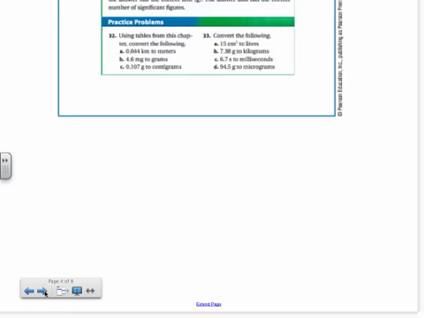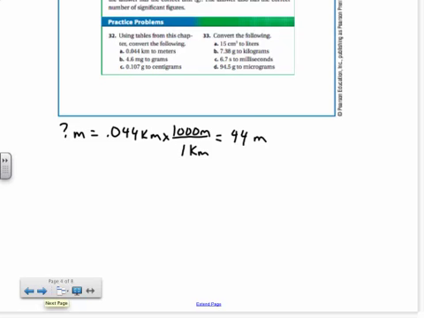Next one. All right, using tables from this chapter, convert the following. 0.044 kilometers to meters. If we want to go kilometers to meters, so we're saying how many meters equals 0.044 kilometers. We know that in 1 kilometer there is 1,000 meters. So we're going to multiply by 1,000, move my decimal place 3 places to the right. I should get 44 meters.